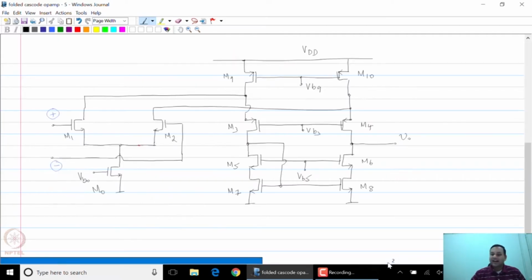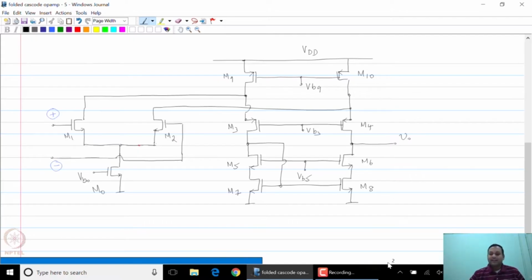So let us look at the circuit that we have been looking at. We will assume that you are going to use folded cascode op-amp with an NMOS input pair. That will clearly be decided by the input common mode requirements. The NMOS and the PMOS input pairs will have different input common mode levels.